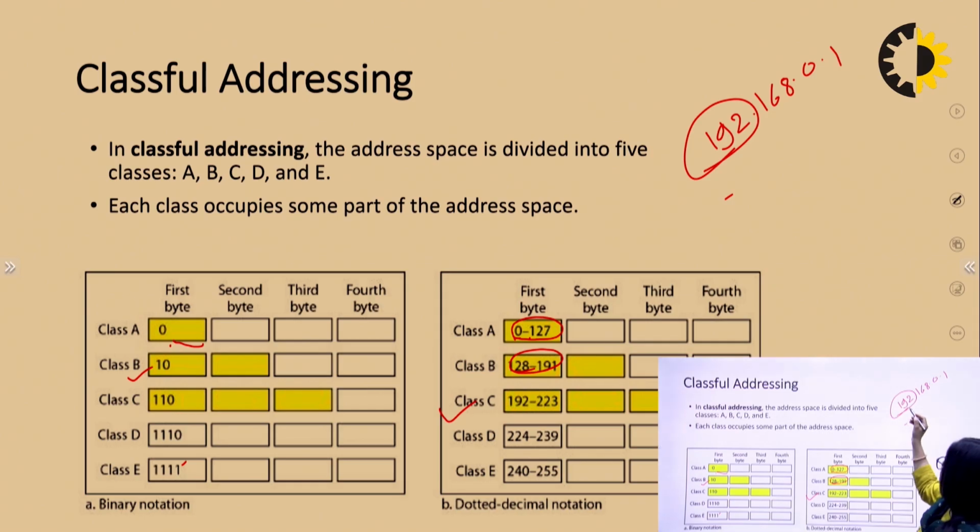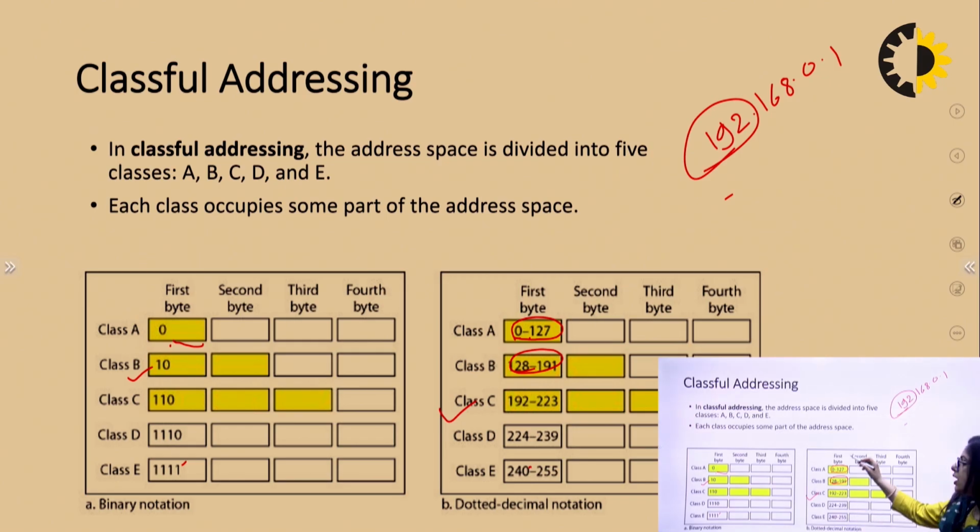The range for class C starts at 192 and goes to 223. If any number in between is there, then that IP address belongs to class C. Similarly, for class D the range is 224 to 239, and for class E the range is 240 to 255.